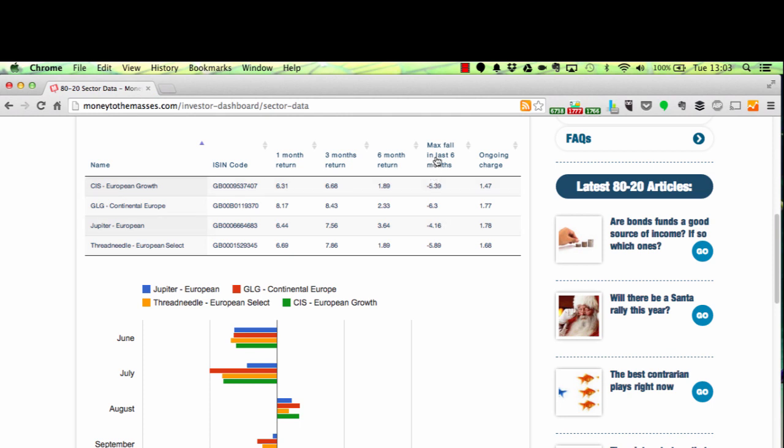So this max fall in the last 6 months gives you an indication of the maximum fall from its highest point to its biggest drop in the 6 month period. On the CIS European Growth fund, that was 5.39% from the top point to the biggest drawdown.